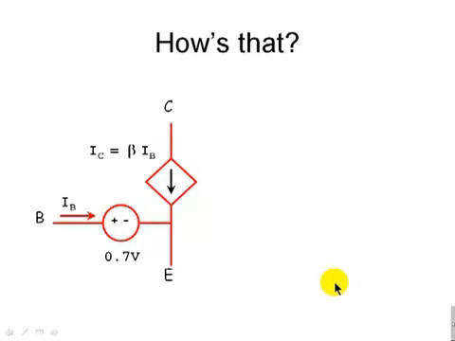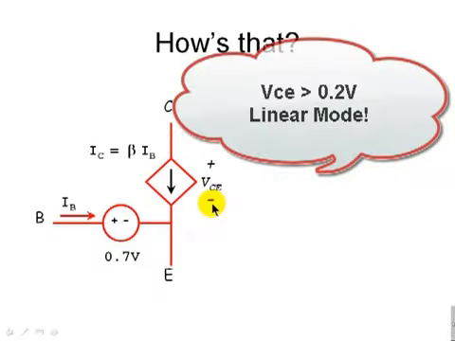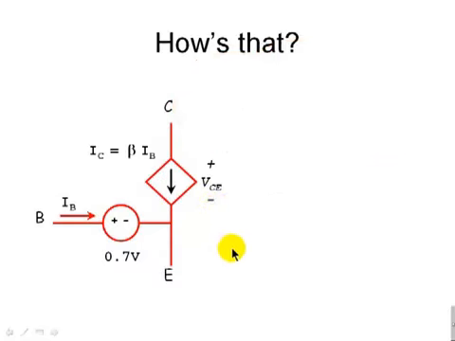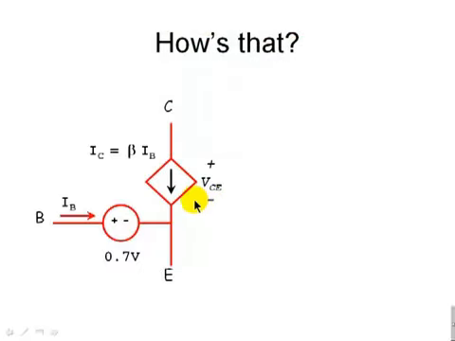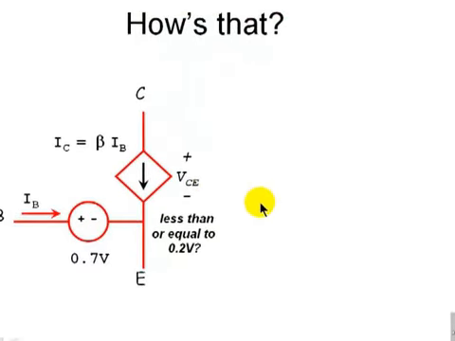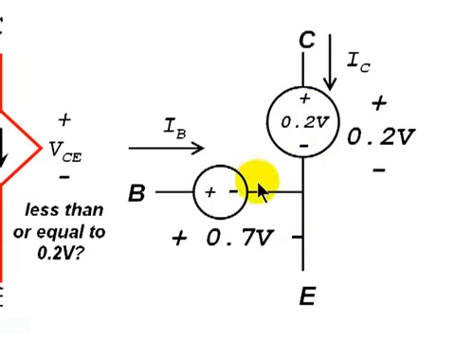Come again? Well, if this current is positive, we compute the voltage VCE, collector to emitter. If that voltage is higher than 0.2 volts, we leave the linear mode circuit because the transistor is in linear mode. It's working as an amplifier. However, if VCE is less than or equal to 0.2 volts, we replace the BJT with this equivalent circuit, the saturation equivalent circuit. And then we solve the entire circuit again.